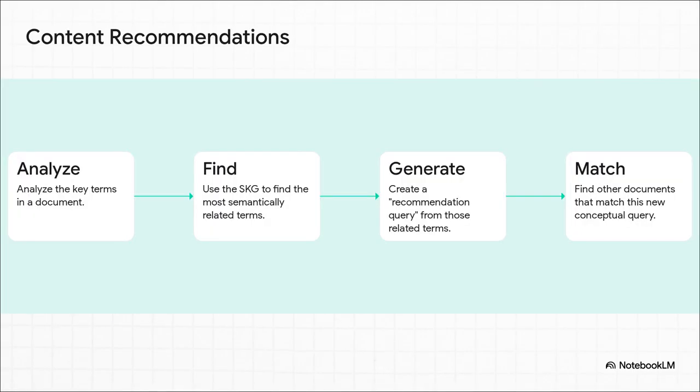And you can apply this same logic to build amazing recommendation engines. A system can look at an article you're reading, figure out its main concepts, use the semantic knowledge graph to find related concepts, and then create a brand new query to find other articles about those same ideas. It's how You Might Also Like can work so well without needing to track your personal data.